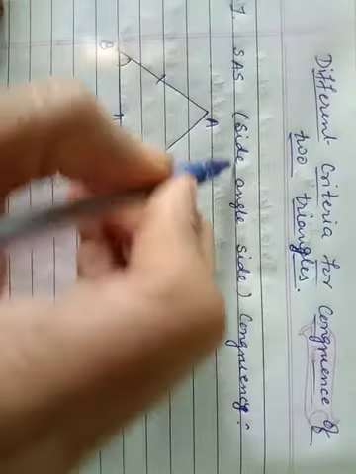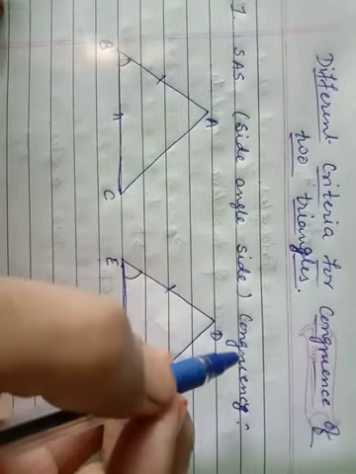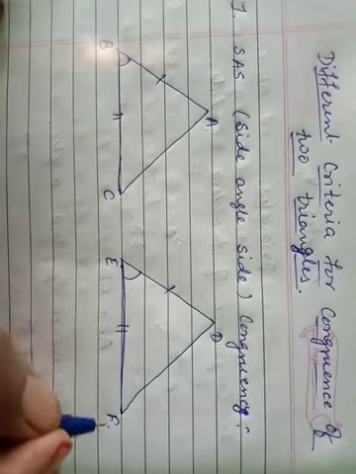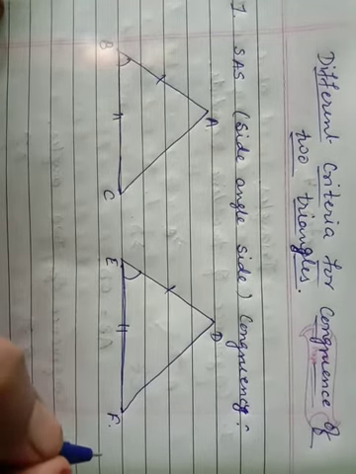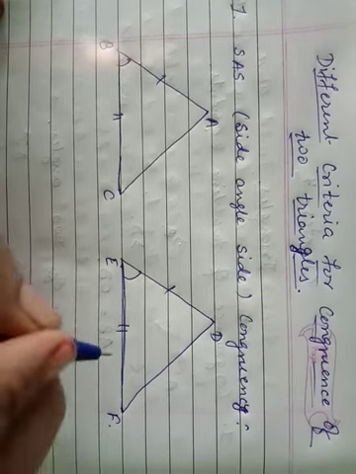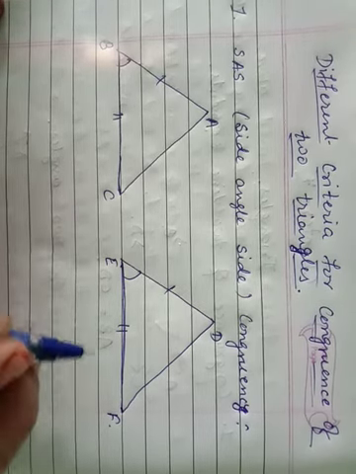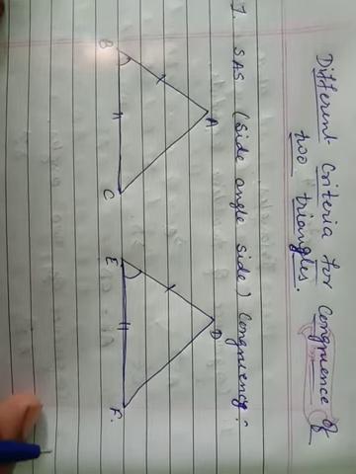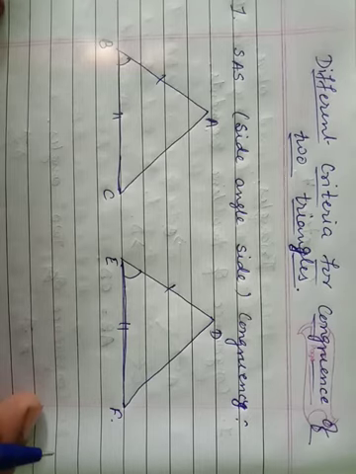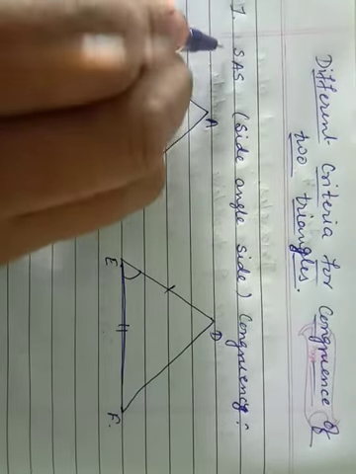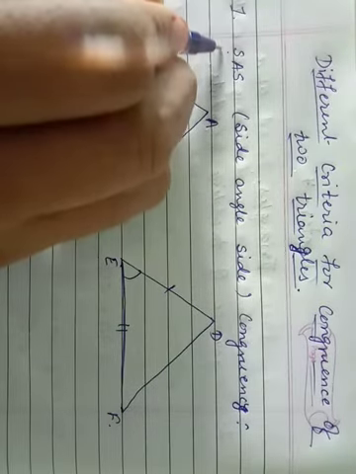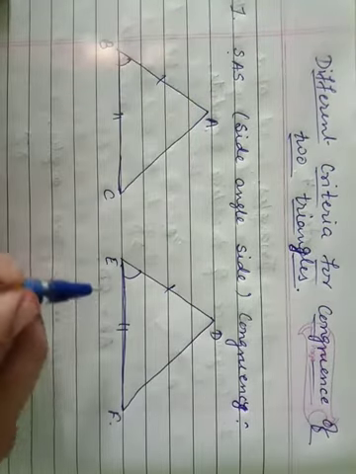Students, now the different criteria for congruence of two triangles. The least possible condition to ensure the congruence of two triangles is this: if 3 conditions out of 6 conditions are satisfied, then the other 3 are automatically satisfied. Like in the first case, see what is side angle side congruency. This is called SAS congruency in short.